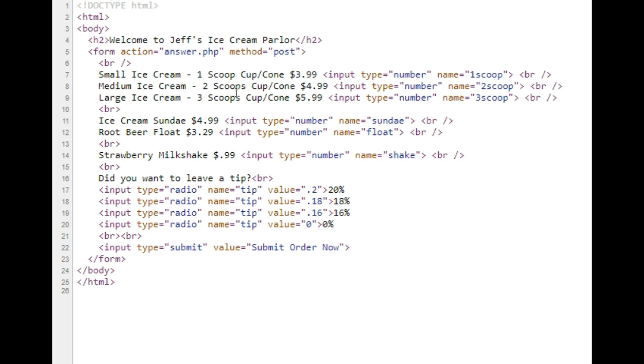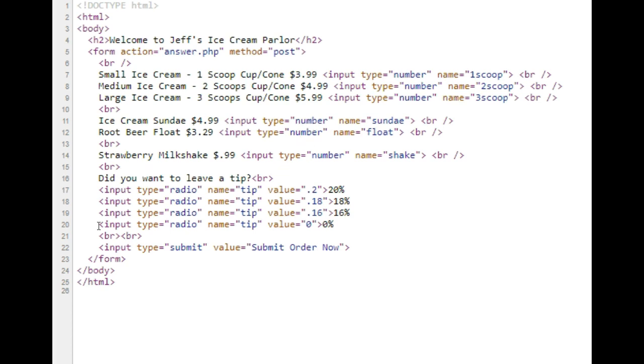So notice we have some input types. These are just basic text with 3 inputs next to it. These input types happen to be number. Same thing with ice cream sundae. These just happen to be number.